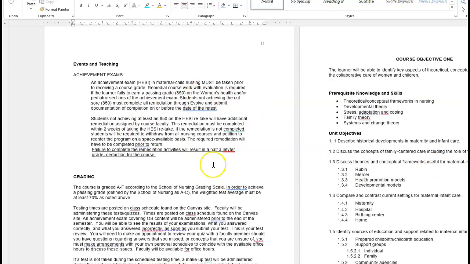We've already talked about the HESI. So the HESI, we want you to score an 850. If you score an 850, you do not have to do remediation, and you do not have to retest. If you score less than an 850, you will have to retest, and you will have to complete the remediation. And remember, 10% of your grade is based on this HESI grade, the conversion.